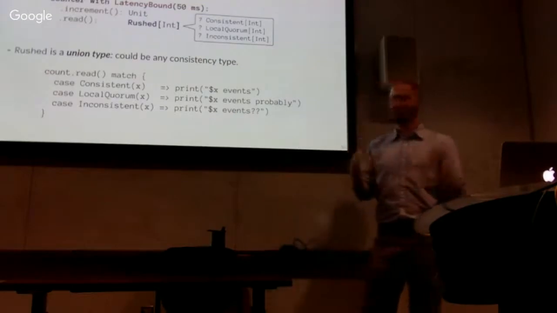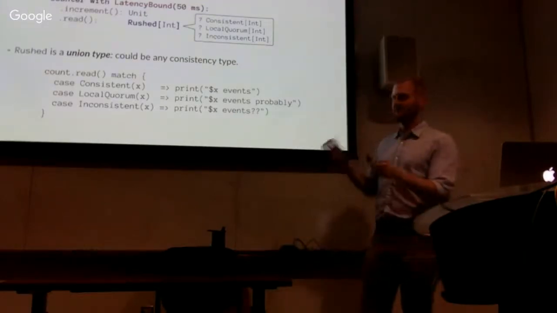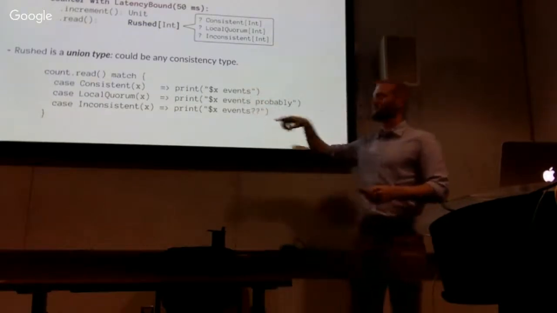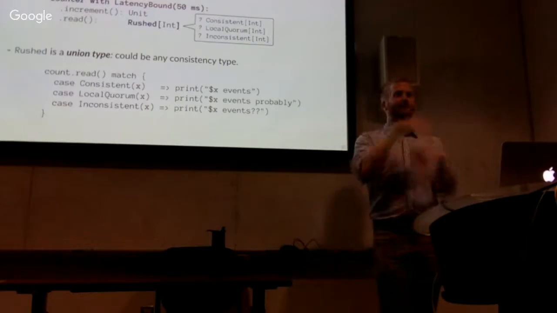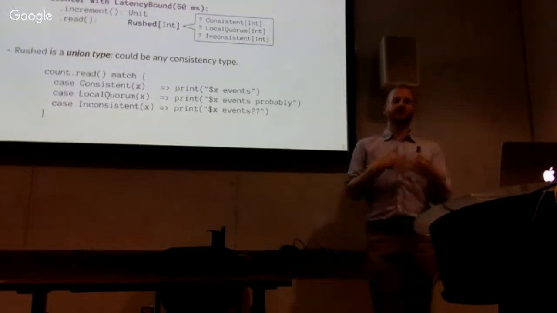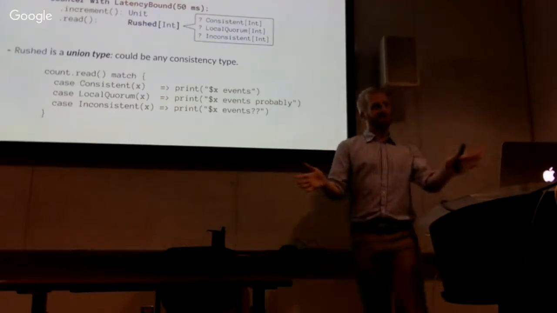Rushed is a union type, so it has all those different types contained in it. And now it's up to you as the programmer to choose what to do if it's consistent or inconsistent. So once you've done that, then you could have anyone set those times for you, and you still have the benefit of having prepared your application for that. So the second half of it at least still helps you.